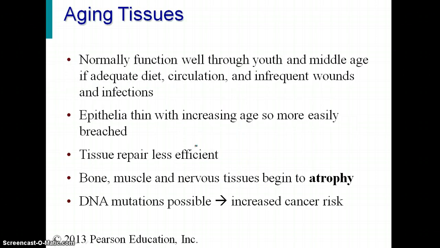And then our last slide, aging tissues. Normally our tissues function well throughout youth and middle age as long as they have a good diet and good circulation to those areas. But as we get older, the epithelial tissues will thin with increasing age, and so they'll be more easily breached. Your tissue repair becomes less efficient. Your bone, muscle, and nervous tissues begin to atrophy, and then of course increased DNA mutations are possible, and that increases your risk of cancer.